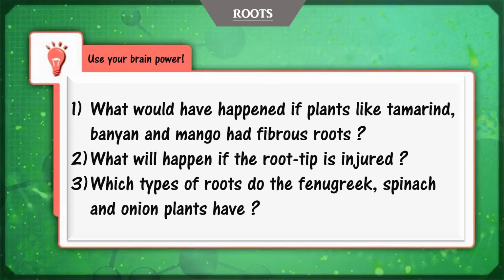Which type of roots do the fenugreek, spinach and onion plants have? Fenugreek has a taproot, but it does not traverse deep into the soil. Spinach also has a taproot which bears many secondary roots. Some of these are green, growing horizontally in the soil. Onions have fibrous roots. They emerge from a disc-shaped structure which is a modified stem.